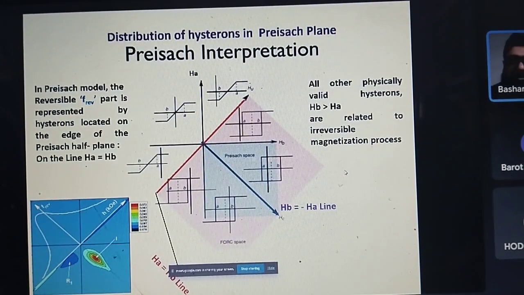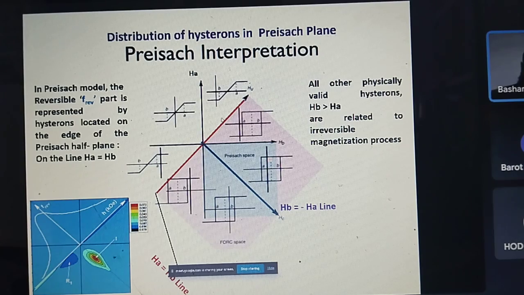Now see another interpretation of this Price-Sachs interpretation, how Price-Sachs interpreted this magnetic system. Again, we are in the Price-Sachs plane. The red line in this Price-Sachs plane is known as the reversibility line. All the hysterons above this reversibility line are reversible.